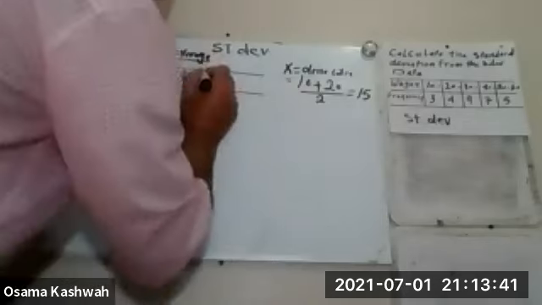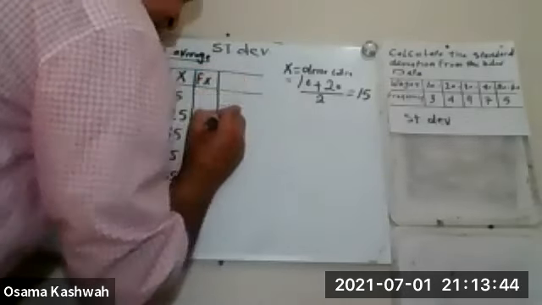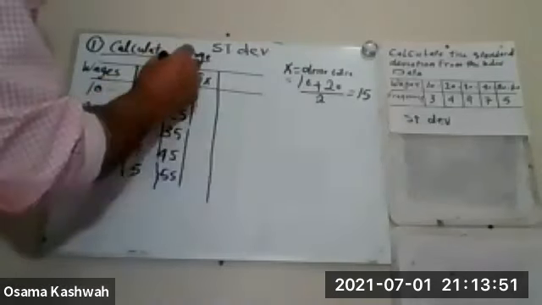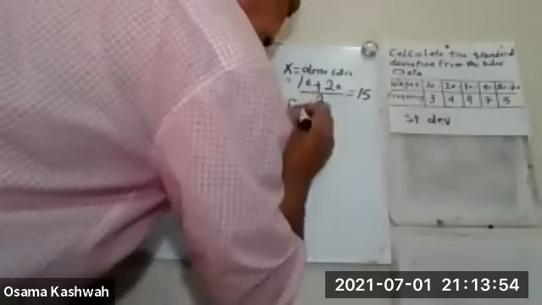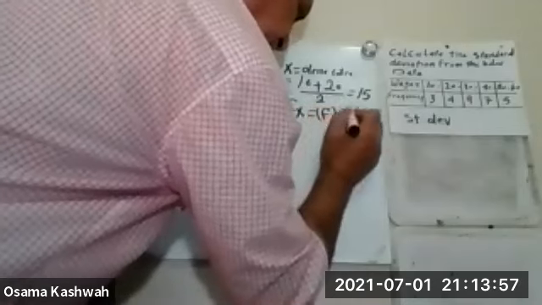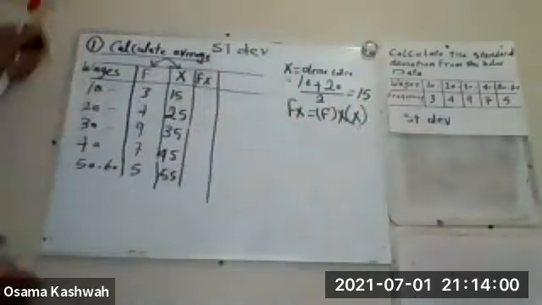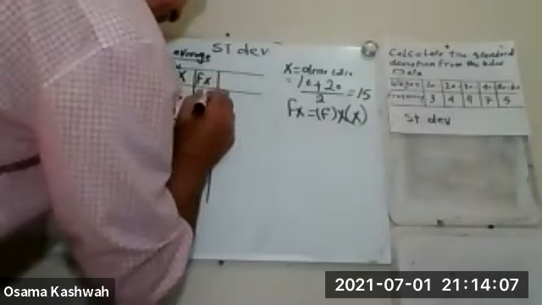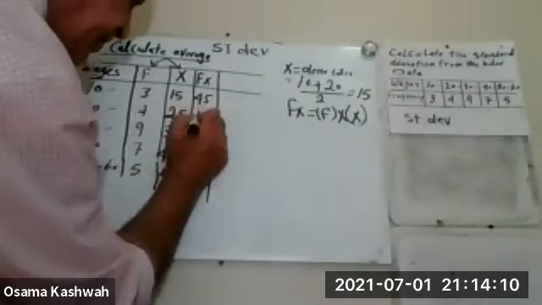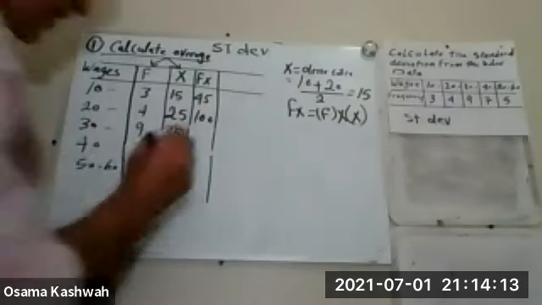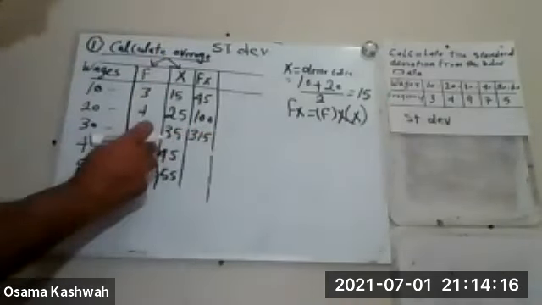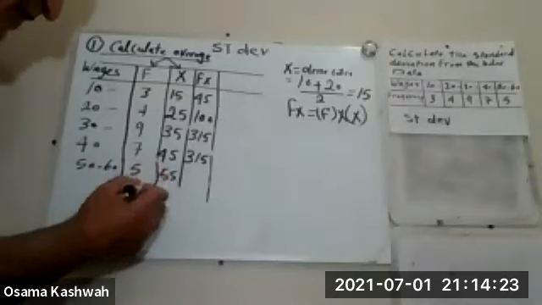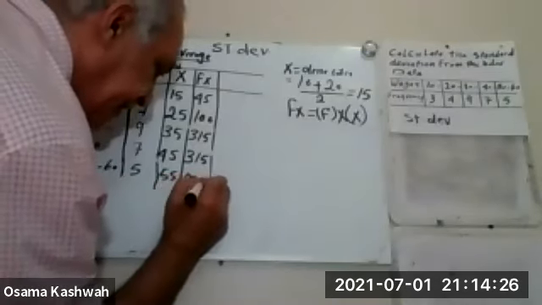Now I will have a column that I will call Fx. In Fx, simply, I will multiply F by X. Fx equals column F times column X. As an example, 3 by 15 is 45. 4 by 25 gives me 100. 9 by 35 gives me 315. 7 by 45 gives me again 315. 5 times 55 gives me 275.